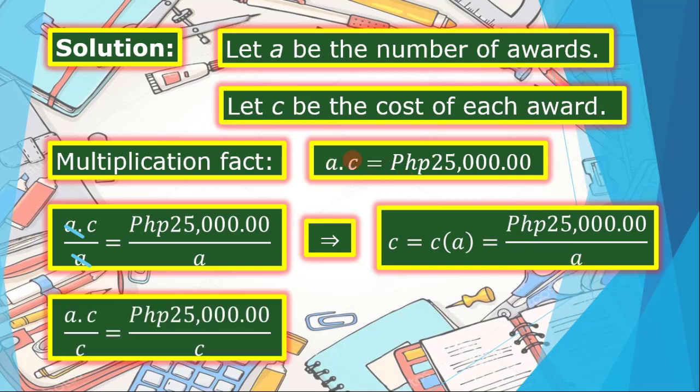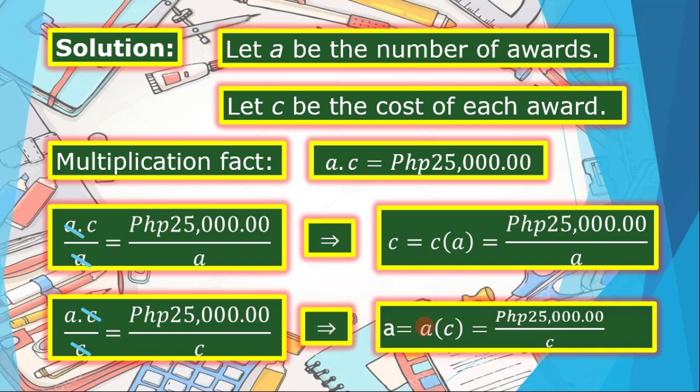On the other hand, we start again with this fact. Then we multiply each side of the equation by 1 over C, or that is simply saying divide both sides of the equation by C. Then we cancel out C here. Then this will give us A, or A of C, meaning a function A in terms of C, or the value of A when C, the cost of the award, is given. And this is A of C equals 25,000 all over C.